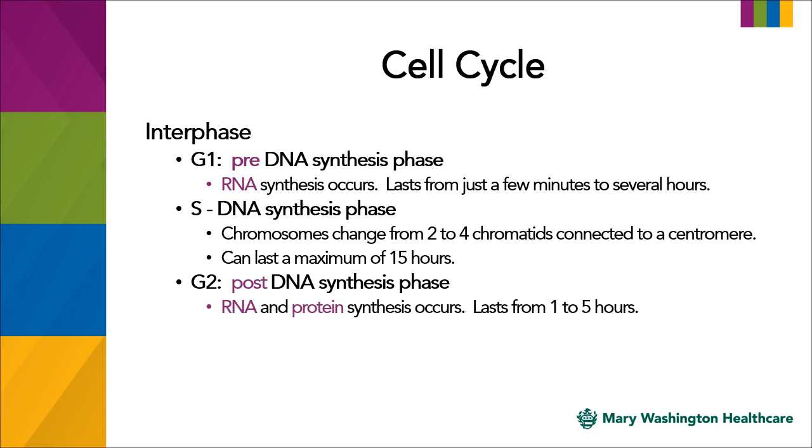G1 is referred to as the pre-DNA synthesis phase, during which RNA synthesis occurs. It lasts from just a few minutes to several hours. During the S phase, DNA synthesis occurs, and this is where chromosomes change from having 2 chromatids to having 4 chromatids attached to a centromere. This can last a maximum of 15 hours, which makes it very slow and very low sensitivity. G2 is the post-DNA synthesis phase, and it's the RNA and protein synthesis that occurs during this phase. It lasts from 1 to 5 hours.